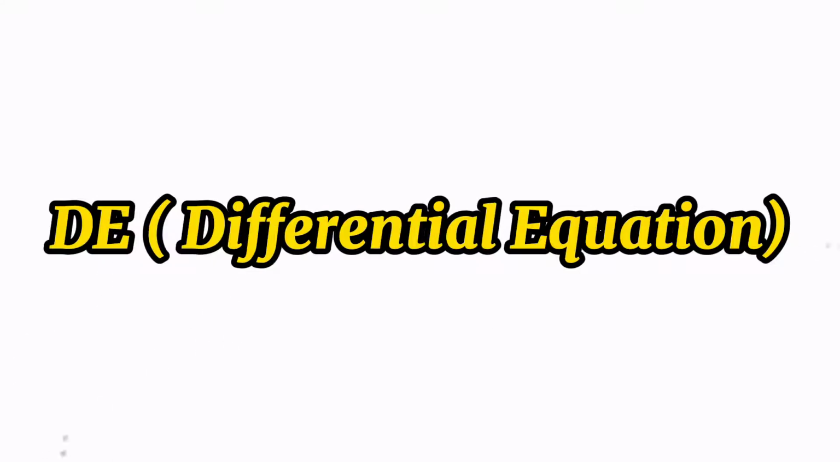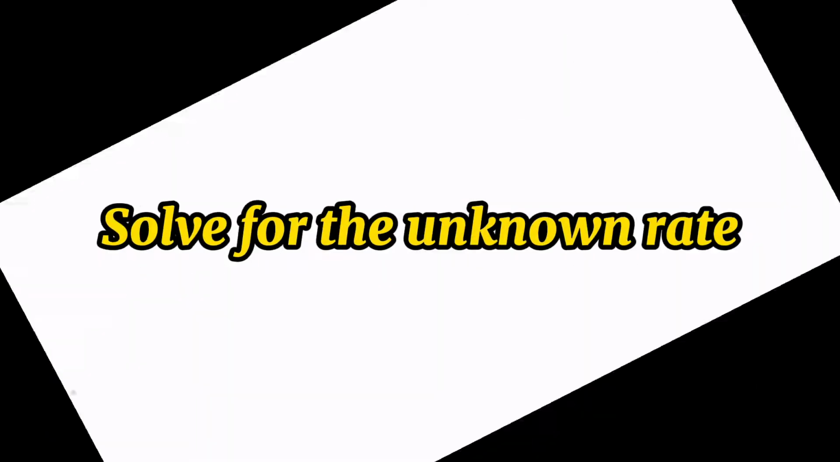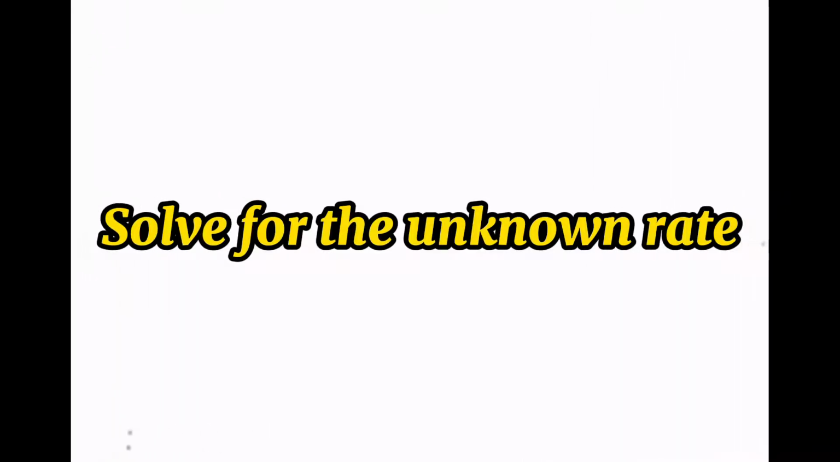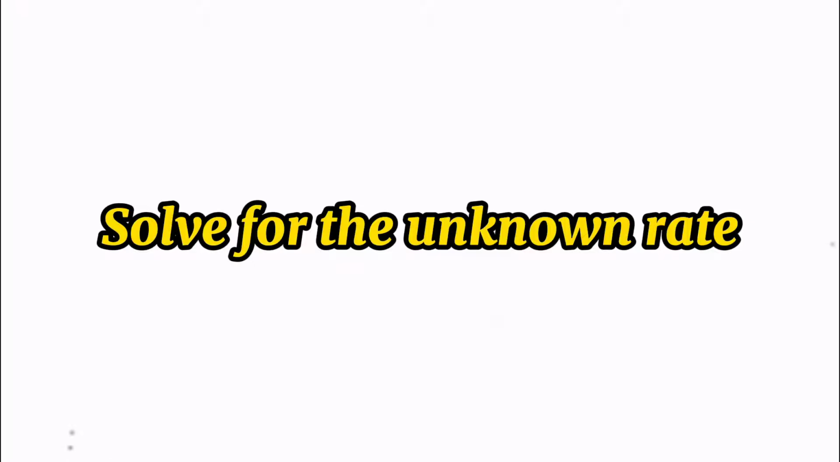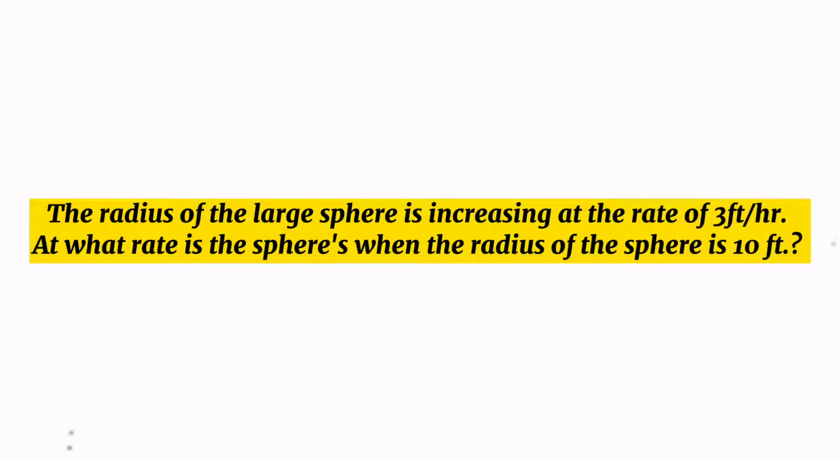For example, by using the differential formula, x dx over dt plus y dy over dt is equal to z dz over dt, we need to plug in all known values, for example the value of x, dx over dt, y, dy over dt, and so on. Then the last one is to solve for the unknown rate, using the differential equation as I've said: x dx over dt plus y dy over dt is equal to z dz over dt. I have prepared one example.